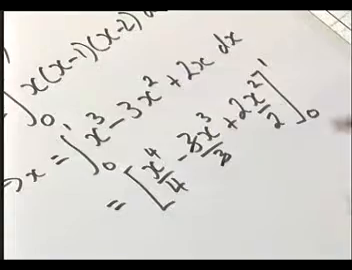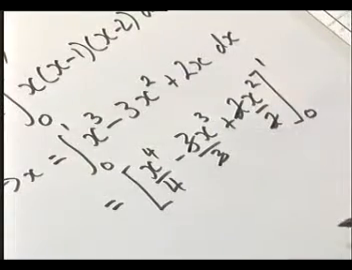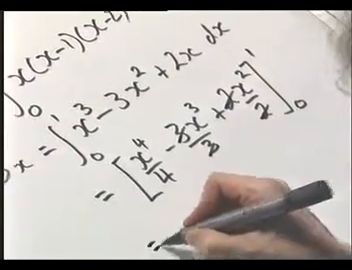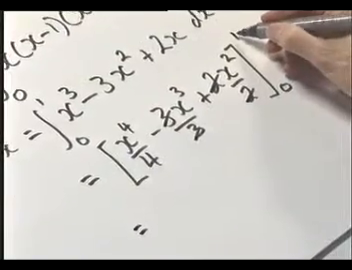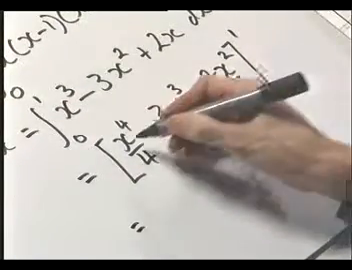We can do a little bit of simplifying in here. We can cancel a 3 with a 3 and a 2 with a 2. And now we can put in our limit of integration, the top one, put 1 in.